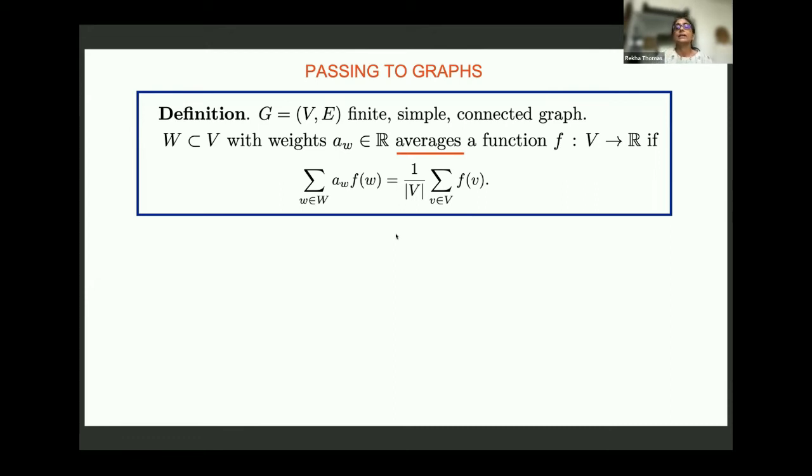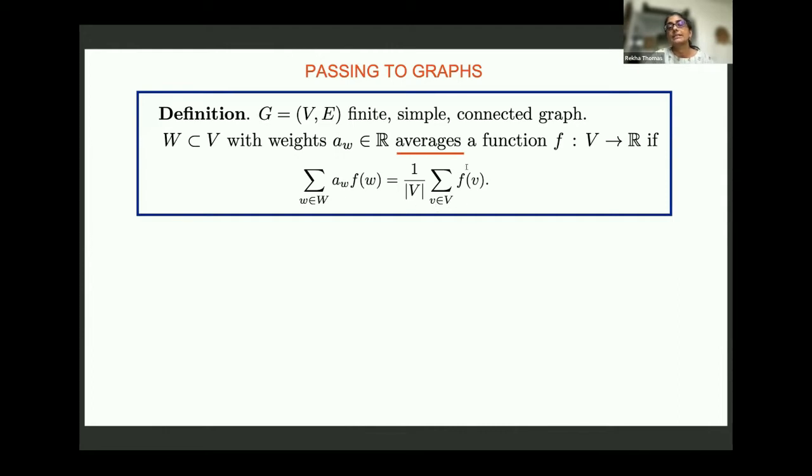And then first of all, a function on a graph is simply a real valued function on the vertices. So you're just putting numbers on the vertices. And we're going to say that a subset W of the vertex set V, along with some weights, which let's call them a_w, these are real numbers. We say that this averages the function f if you get exactly what you saw in the previous slide.